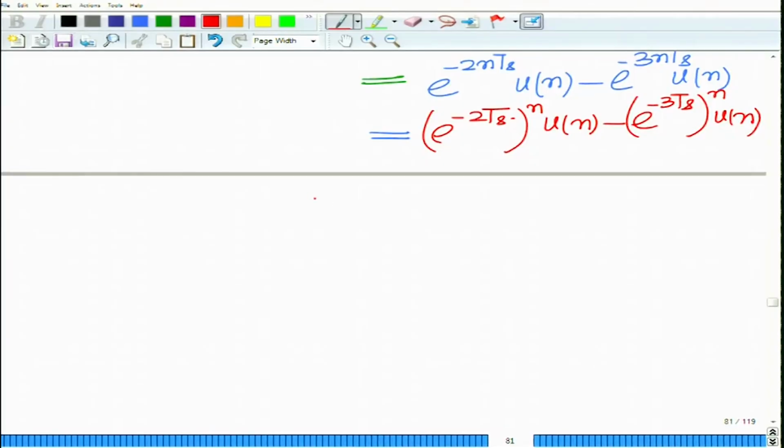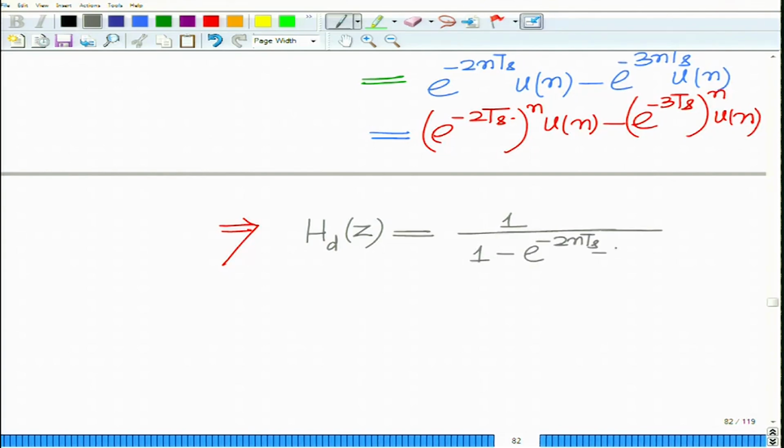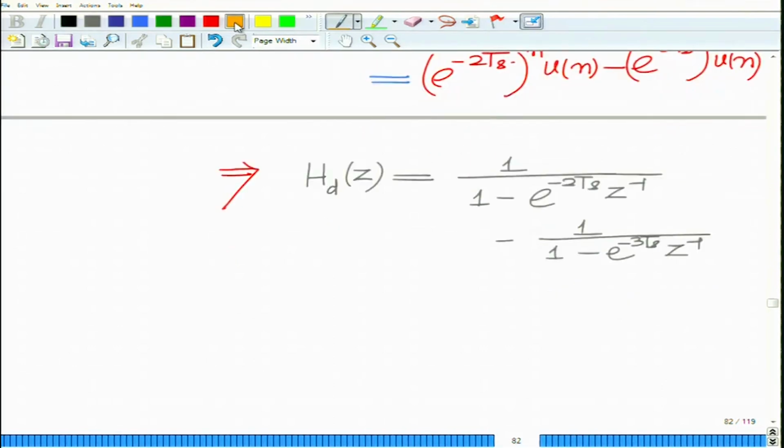So, now taking the Z transform, for this causal system, the Z transform is 1 over 1 minus e raised to minus 2Ts Z inverse, minus 1 over 1 minus e raised to minus 3Ts Z inverse. Now, to derive the DTFT, substitute Z equals e raised to j omega.